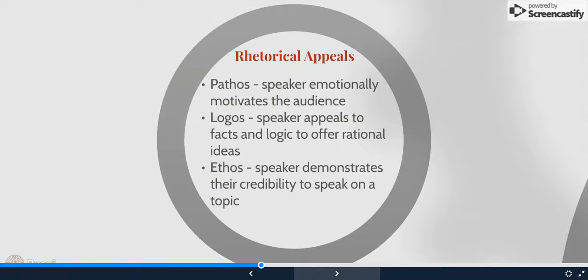So, rhetorical appeals. We've talked about this before, but pathos, logos, and ethos. Pathos is when the speaker emotionally motivates the audience. Logos: the speaker appeals to the facts and the logic and the rationale behind their ideas. And then ethos: the speaker is trying to demonstrate that they're credible and that they can speak on this topic. So, I'm Michael Jordan, I've played in the NBA, and that is why you should buy these sneakers. They're the best for your foot, they're the best for playing basketball. We believe him because he has so much experience. He has the credentials to actually say those things to us.